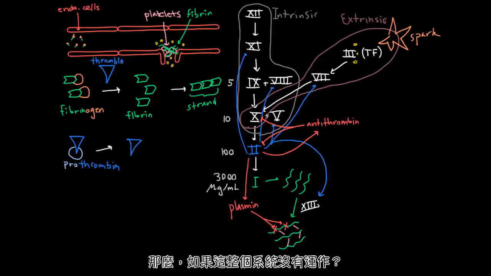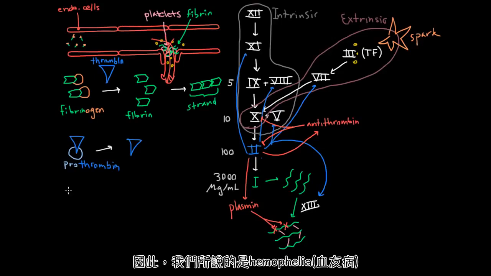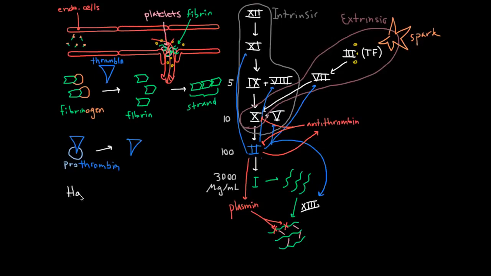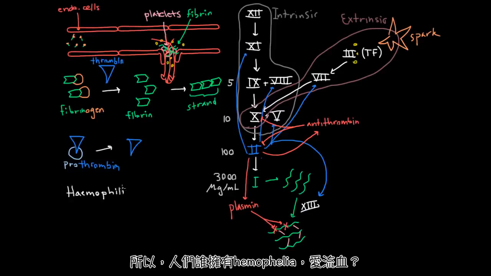So what if this whole system didn't work? I don't mean the negative feedback, but I mean the whole clotting system. Well, if it didn't work, then you wouldn't form a stable plug here, and you would get lots of blood pouring out of your damaged endothelium. And so what we call that is hemophilia. Hemo refers to blood, and philia means love. So people who have hemophilia love to bleed.